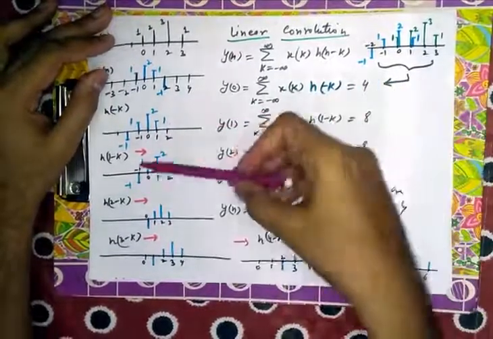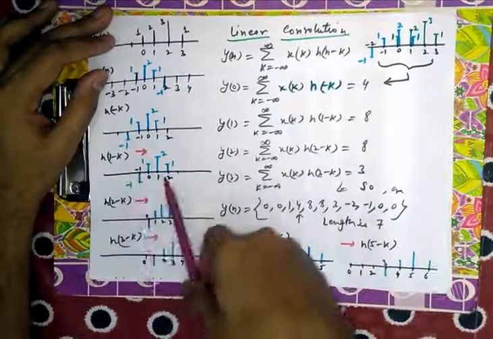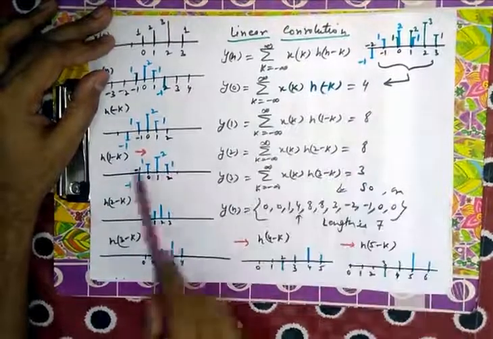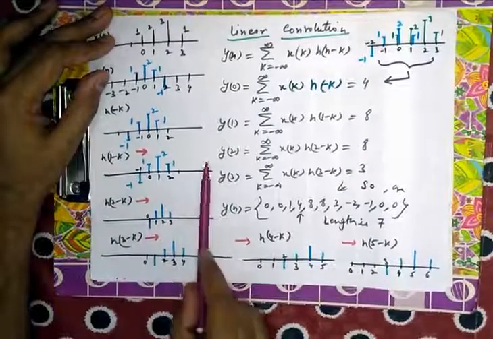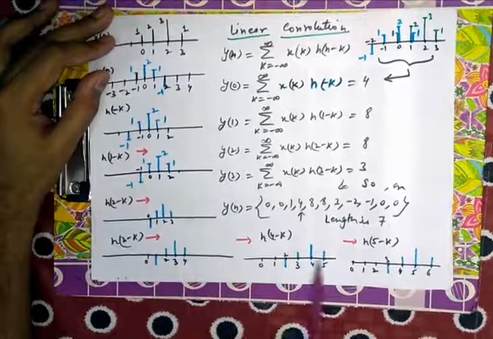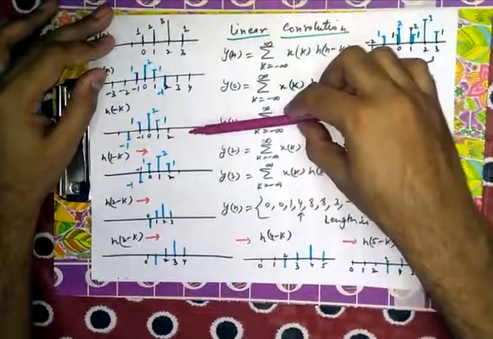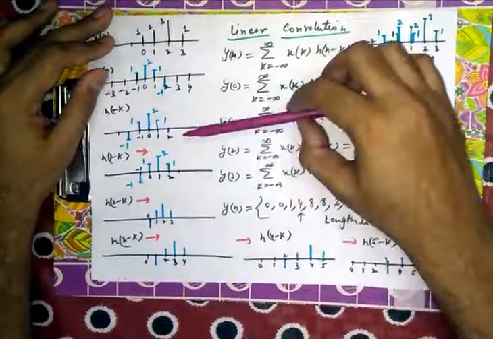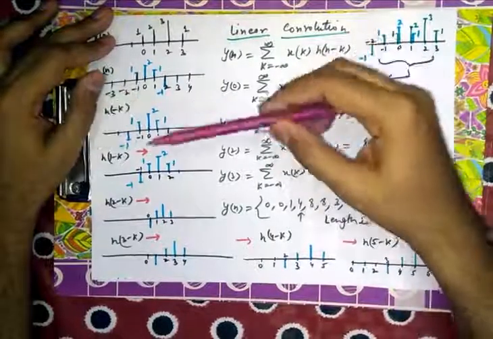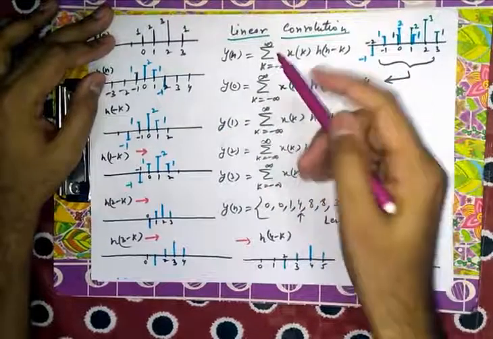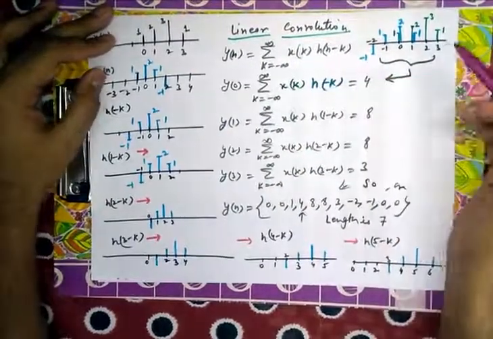Now what we have to do is shift the sequence. Further we will shift by 1, by 2, by 3, by 4 and by 5 in the positive direction. We are simply shifting the sequence in the positive direction to find the value at each positive position.